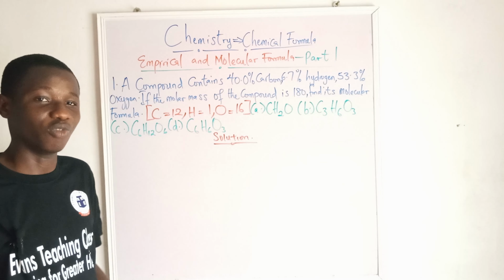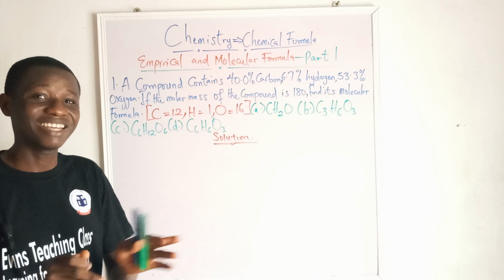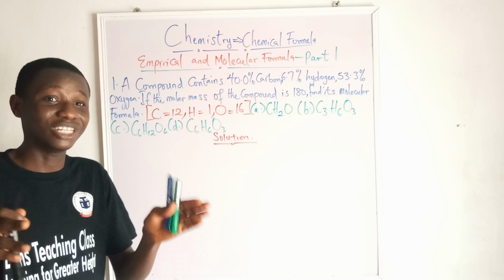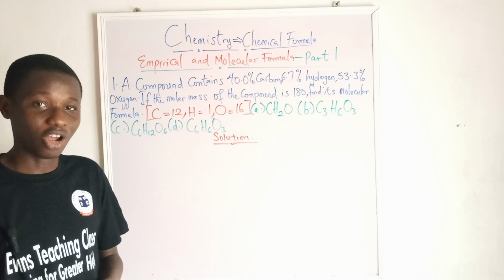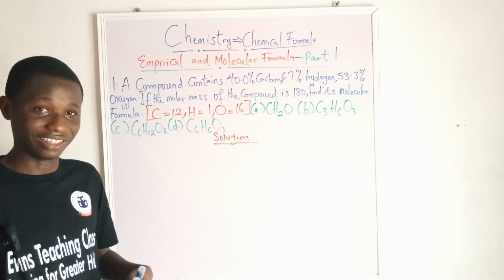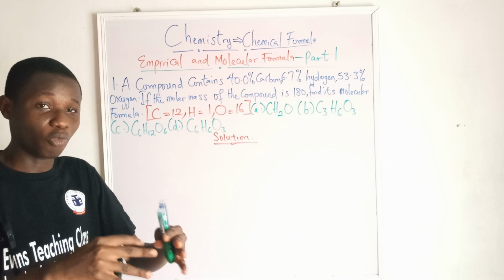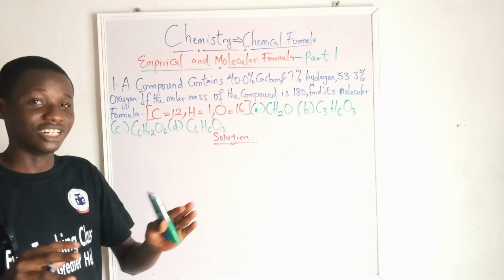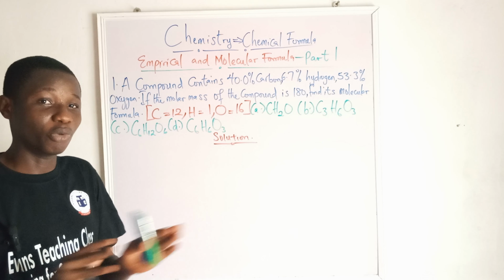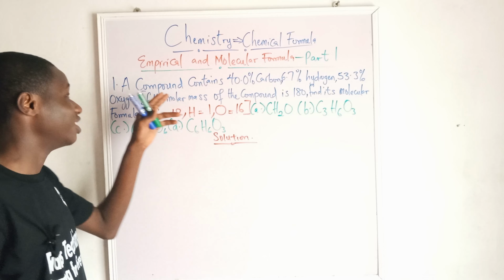And what's the empirical formula of a compound? Empirical formula is the simplest formula of a compound. It's also the skeletal formula of a particular compound. Do you understand? Just like your skeleton. Before your whole body, you firstly have what we call the skeleton. Without the skeleton, your body cannot exist. So the same thing with this empirical formula.